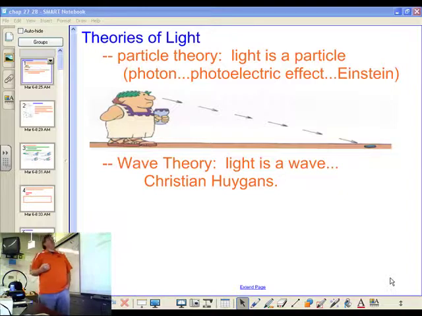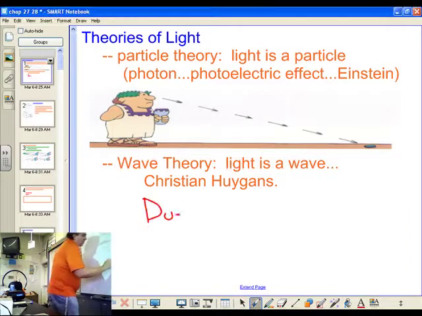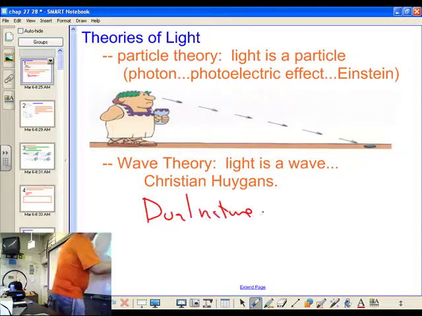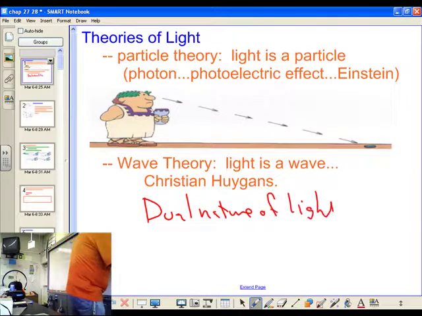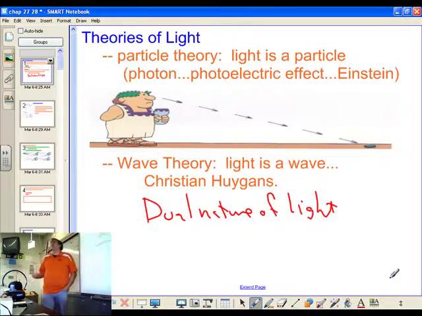But then we have Einstein. Now, Einstein has something called the photoelectric effect. It's how your little solar panels work. When light, as a particle, now he coined this phrase, the photon, a particle of light, a packet of energy, would hit metal with the right energy, it would knock off an electron. And so we have a particle, and so light is a particle. Light is also a wave. We call this the dual nature of light. Light is a wave, light is a particle.